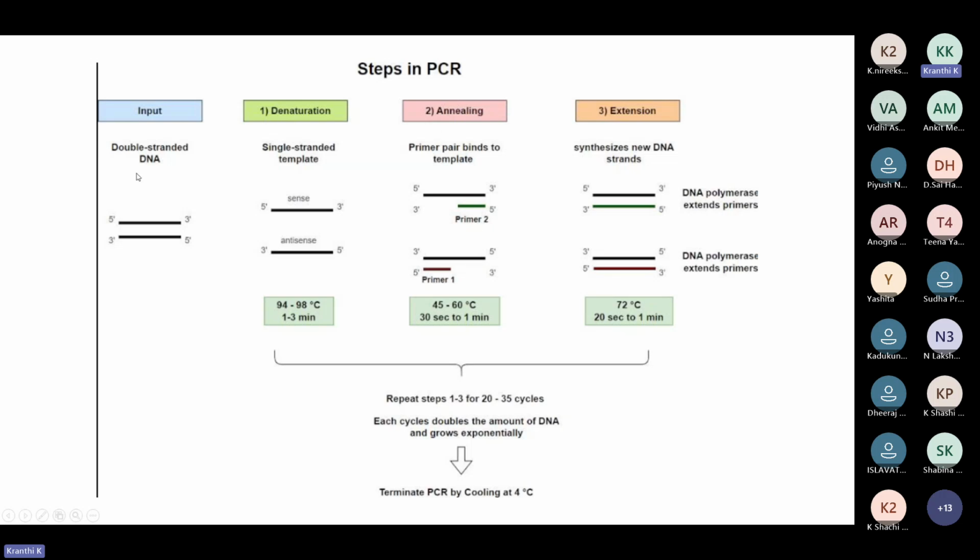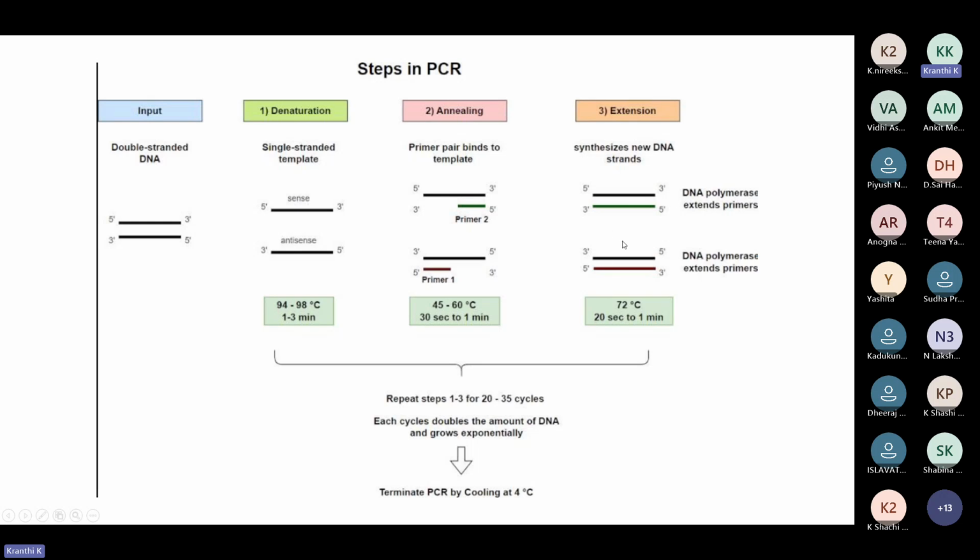Again, the same example: double-stranded DNA, denature it, making two strands. One is the sense strand, the other one is the antisense strand. You have to expose this double-stranded DNA for 1 to 3 minutes at 94 to 98 degrees centigrade. Then immediately change it to another place where the temperature is 45 to 60 degrees, for 30 seconds to 1 minute only. Why this? To add the primers. Then immediately shift it to 72 degrees centigrade, for only 20 seconds, so that the extension will finish.